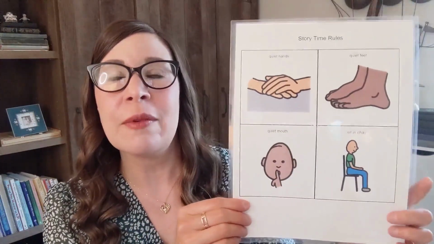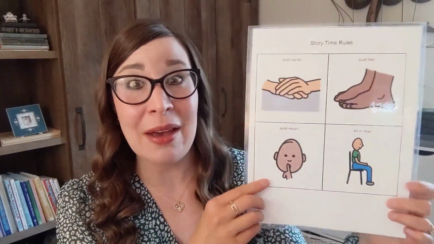These are for story time. Quiet hands, quiet feet, quiet mouth, sit in chair. Of course, if you are sitting in chairs, you might be sitting in a circle on the floor, in which case your picture probably needs to be different.